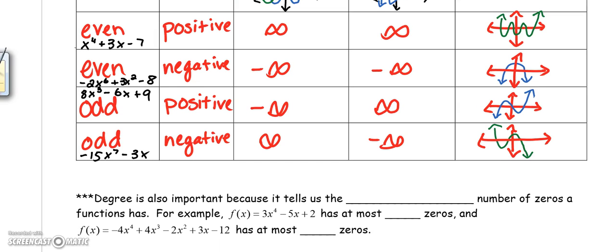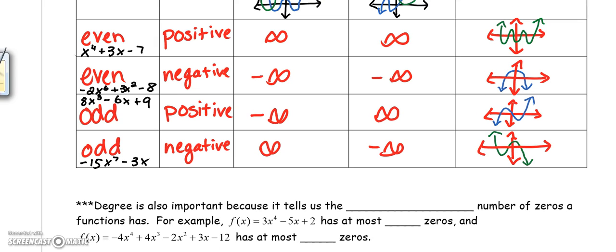So the degree is also really, really important because it tells us the maximum number of zeros a function has. For example, f of x equals 3x to the fourth minus 5x plus 2 has at most 4 zeros because the highest exponent is 4. This next one, f of x equals negative 4x to the fourth plus 4x to the third minus 2x squared plus 3x minus 12. That also has at most 4 zeros because the highest exponent is 4. So even though those functions look really different, they have the same maximum number of zeros because they have the same degree.